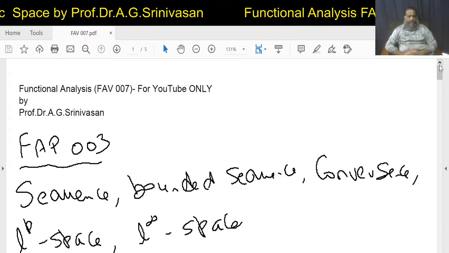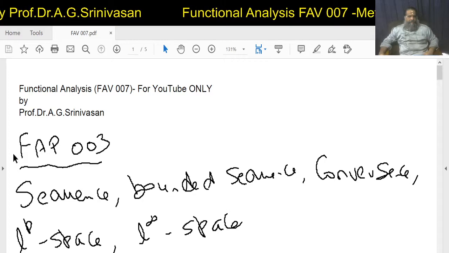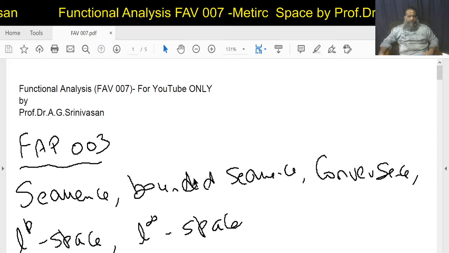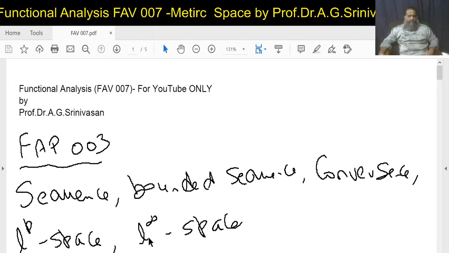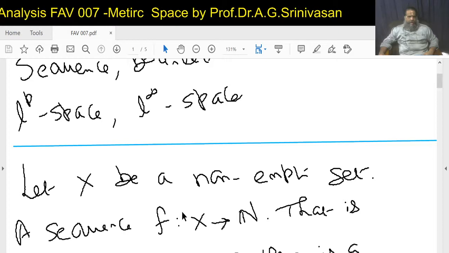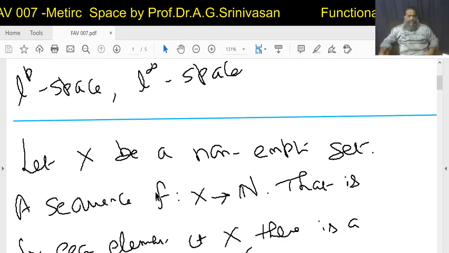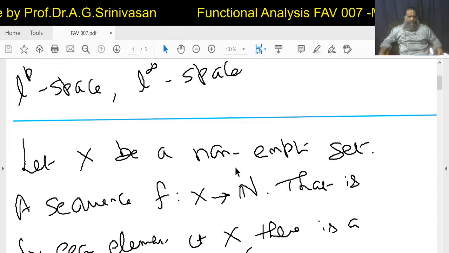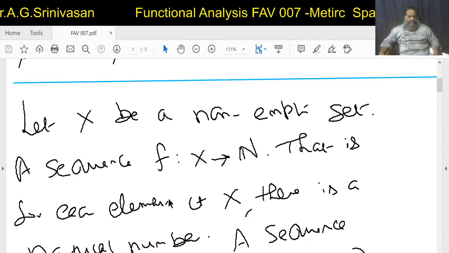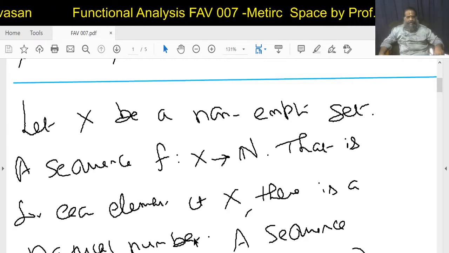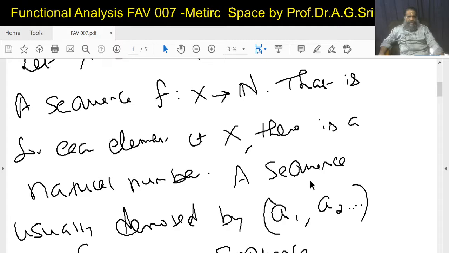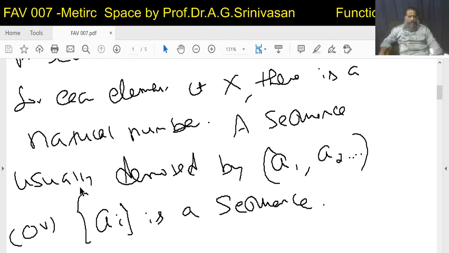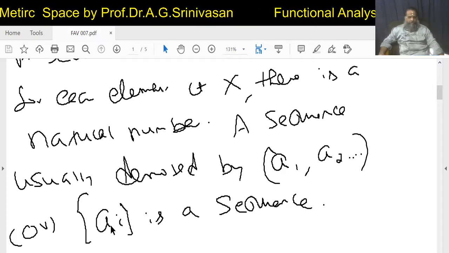FAV007. Now we will discuss FAP, Functional Analysis Prerequisite 003, under which sequence, bounded sequence, convergence, LP space, L infinity space. Let X be a non-empty set. A sequence is a mapping from X to N, the set of all natural numbers. That is, for each element of X, there is a natural number associated with it. A sequence is usually denoted by a1, a2, etc., or in curly brackets {ai}.